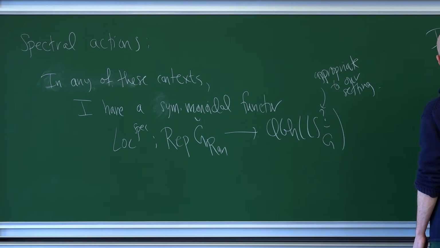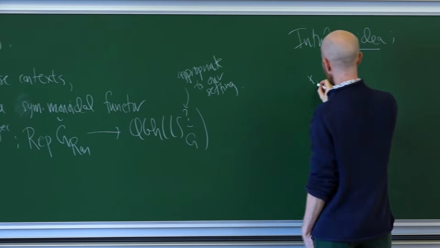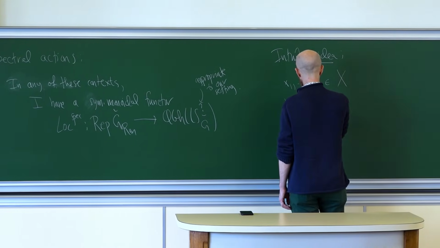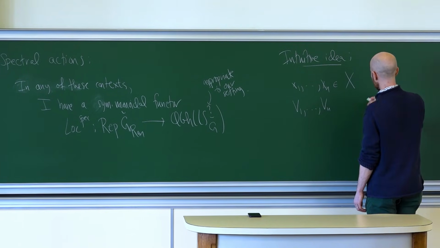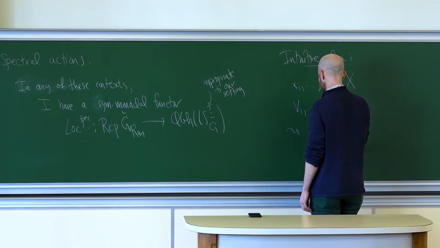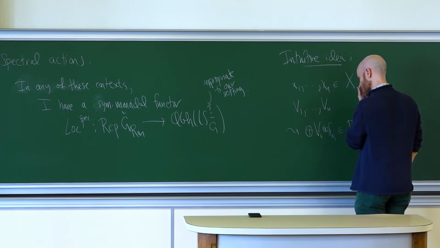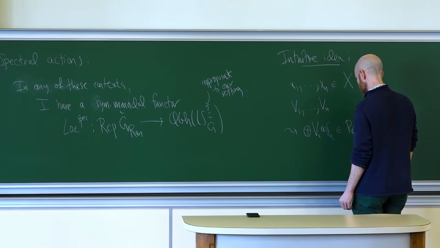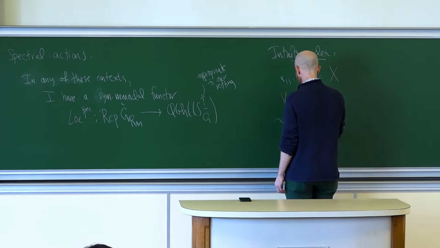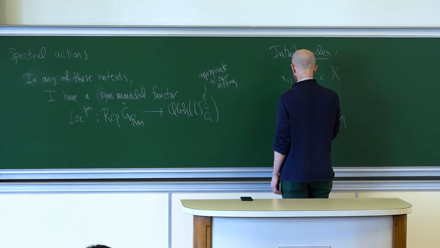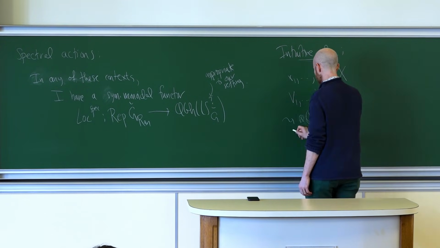And let me first state the intuitive idea. So kind of like on that board over there, if you have x1 up to xn, some points of X, and you have some representations, then this gives rise to some kind of object. I'll write it as the convolution product, the tensor product.